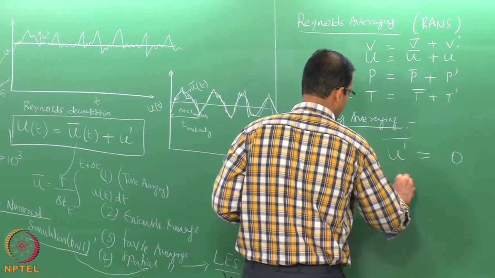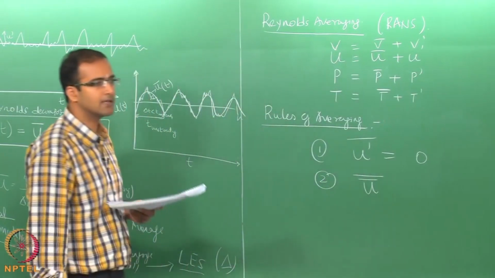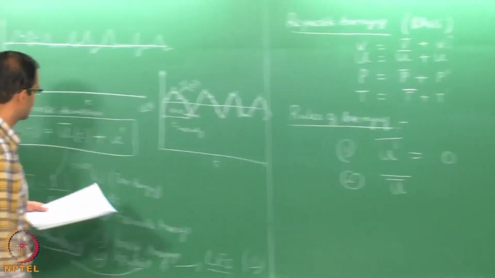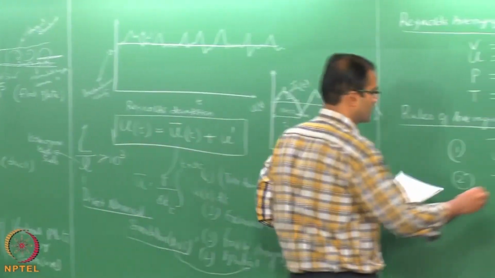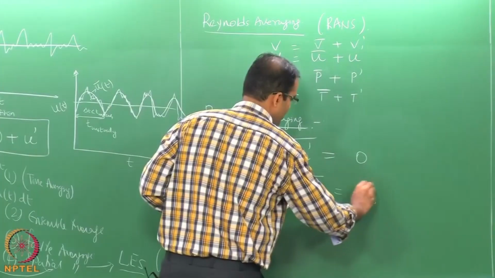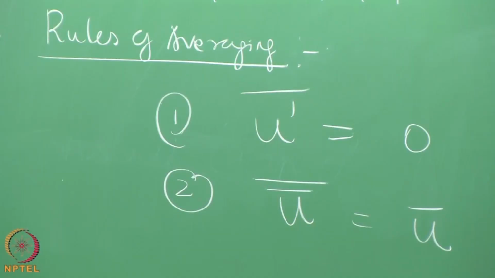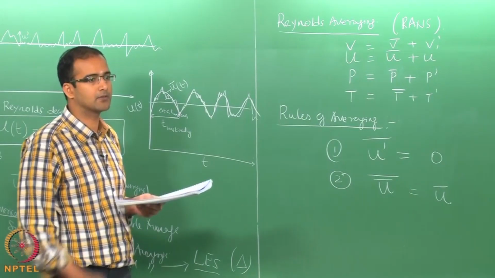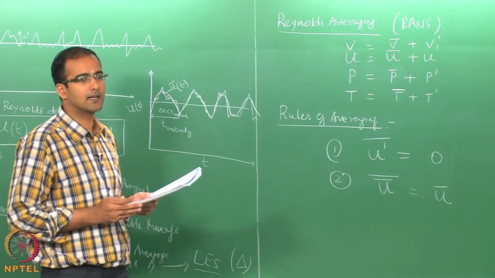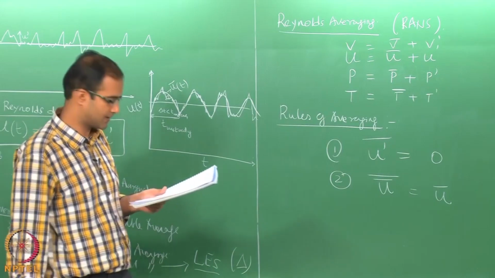Now, when we apply a mean to a mean, when we average the mean component over the same delta t, it should give back the same mean. It does not matter how many times you average the mean component, you still get back the same mean, because you still apply the same delta t over that. So, it does not make any difference to the averaging.